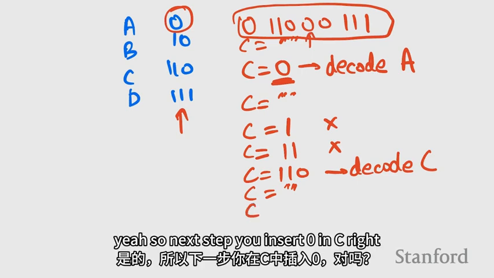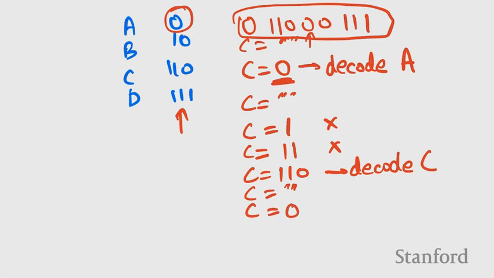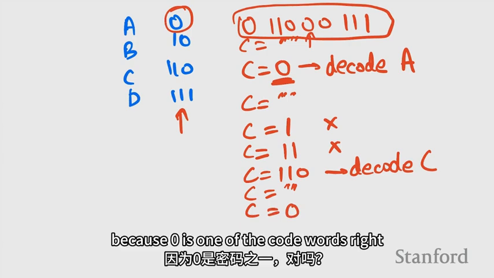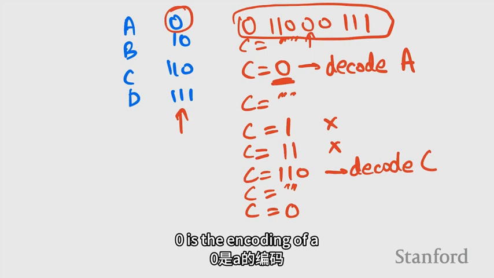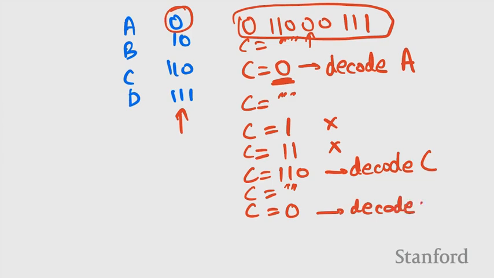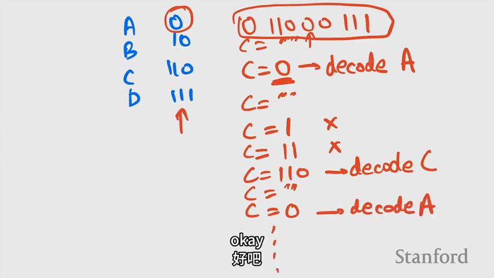Yeah, so next step you insert 0 in C, right? Are we ready to decode? Yeah, why are we ready to decode? Because 0 is one of the code words, right? 0 is the encoding of A, so you immediately decode A. And so on. Let's not do it too much.